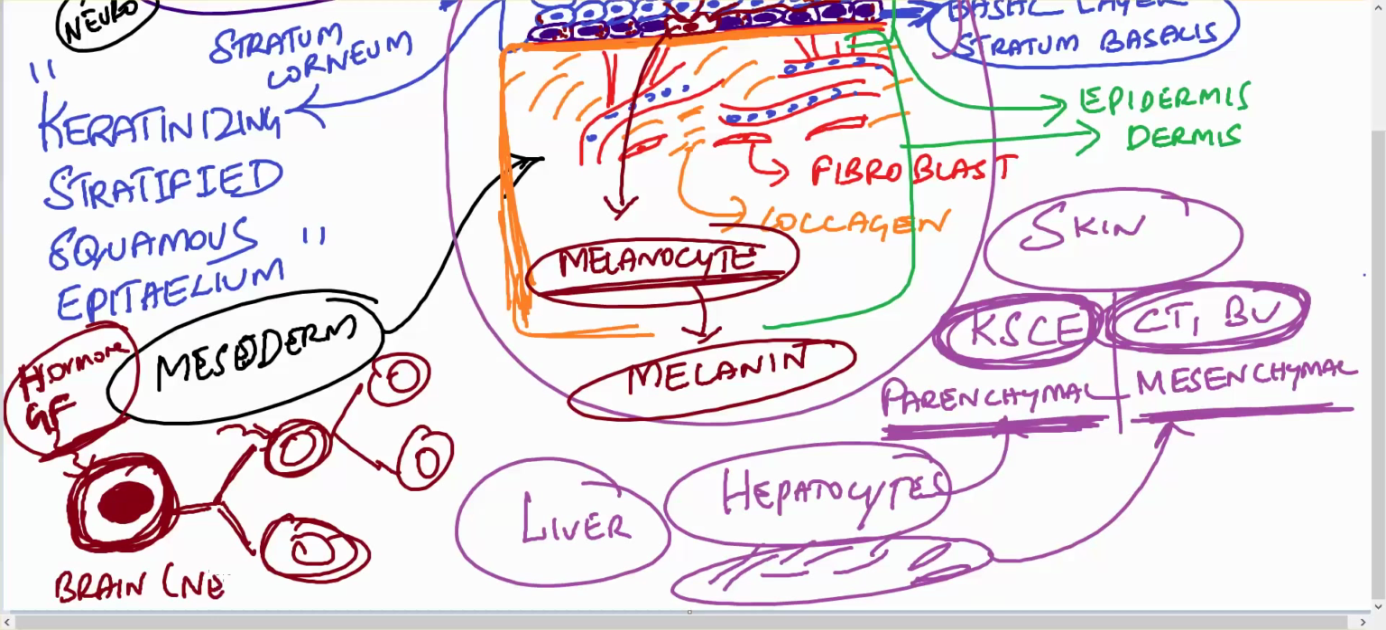Example brain cells, neurons. Another example, heart muscle cells. Okay, so these are the cells which cannot divide. So there are some cells which regularly divide. Example skin cells. They regularly divide.